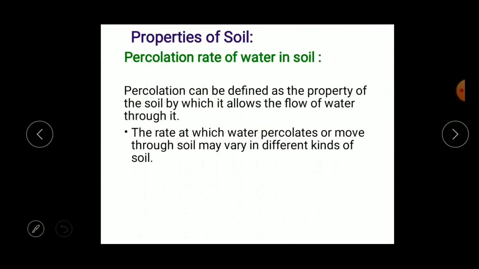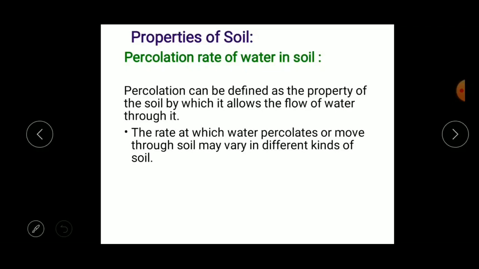The first property of soil is the percolation rate of water in soil. First, let us know the meaning of percolation. Percolation can be defined as the property of the soil by which it allows the flow of water through it. That is called percolation of water in soil.